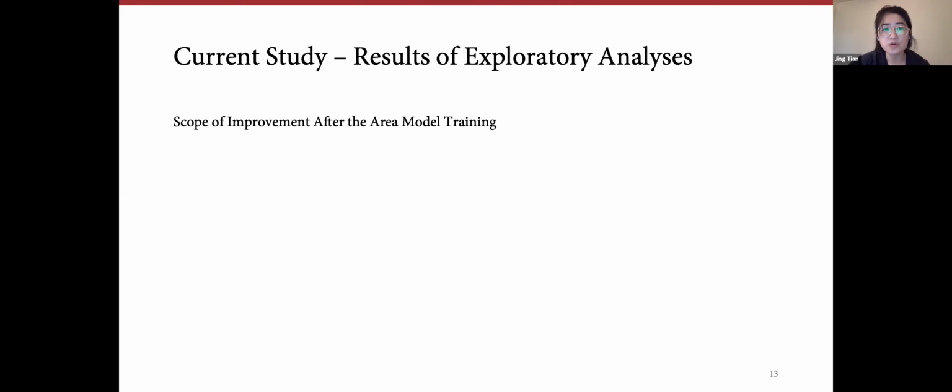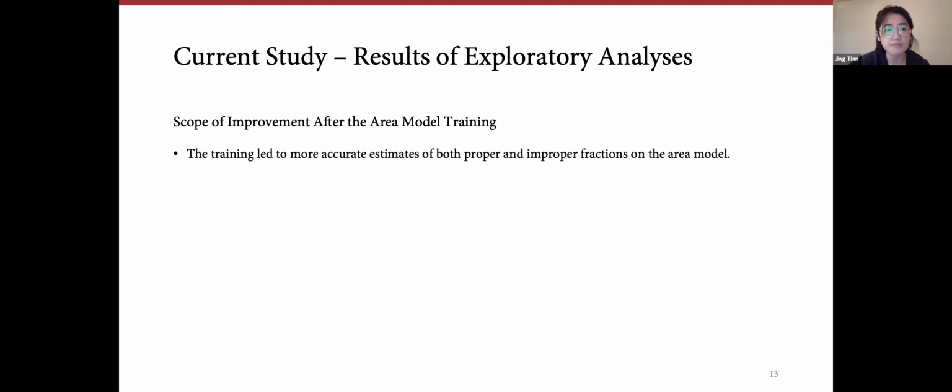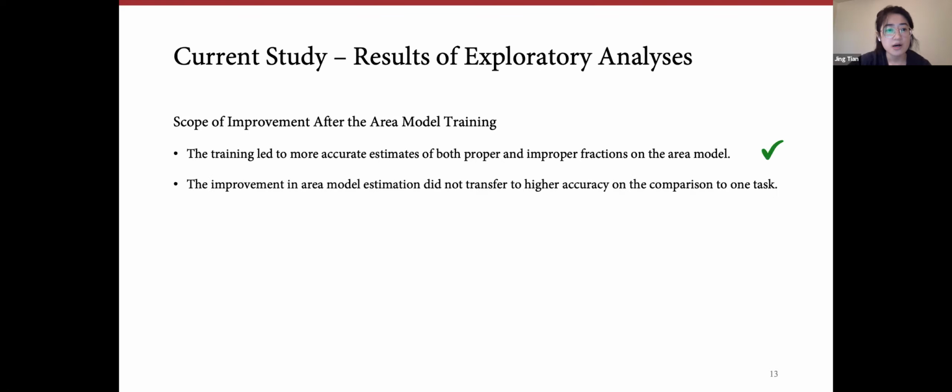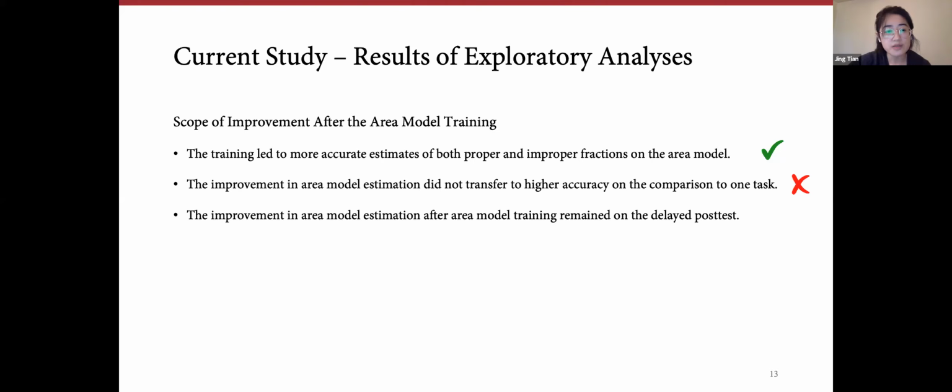We then ran a couple of exploratory analyses. The first set I'm showing you here was trying to look at the scope of improvement after the area model training. We found that the training led to more accurate estimates of both proper and improper fractions on the area model. We also found that the improvement in the area model estimation did not transfer to the other comparison task, which is comparison to 1. And then lastly, we found that the improvements in the area model estimation after the training did remain on the delay task 2 weeks after the training.